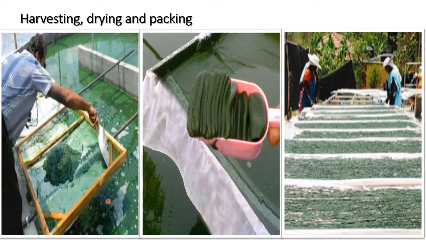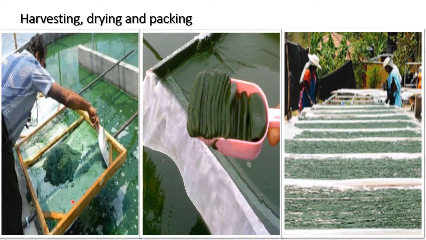Harvesting, drying, and packaging. Algae can be harvested using microscreens or by centrifugation or by flocculation, or it could be done by froth flotation. Interrupting carbon dioxide supply can cause algae to flocculate on its own, which is called autoflocculation. Chitosan, alum, ferric chloride are chemicals which are used as chemical flocculants.